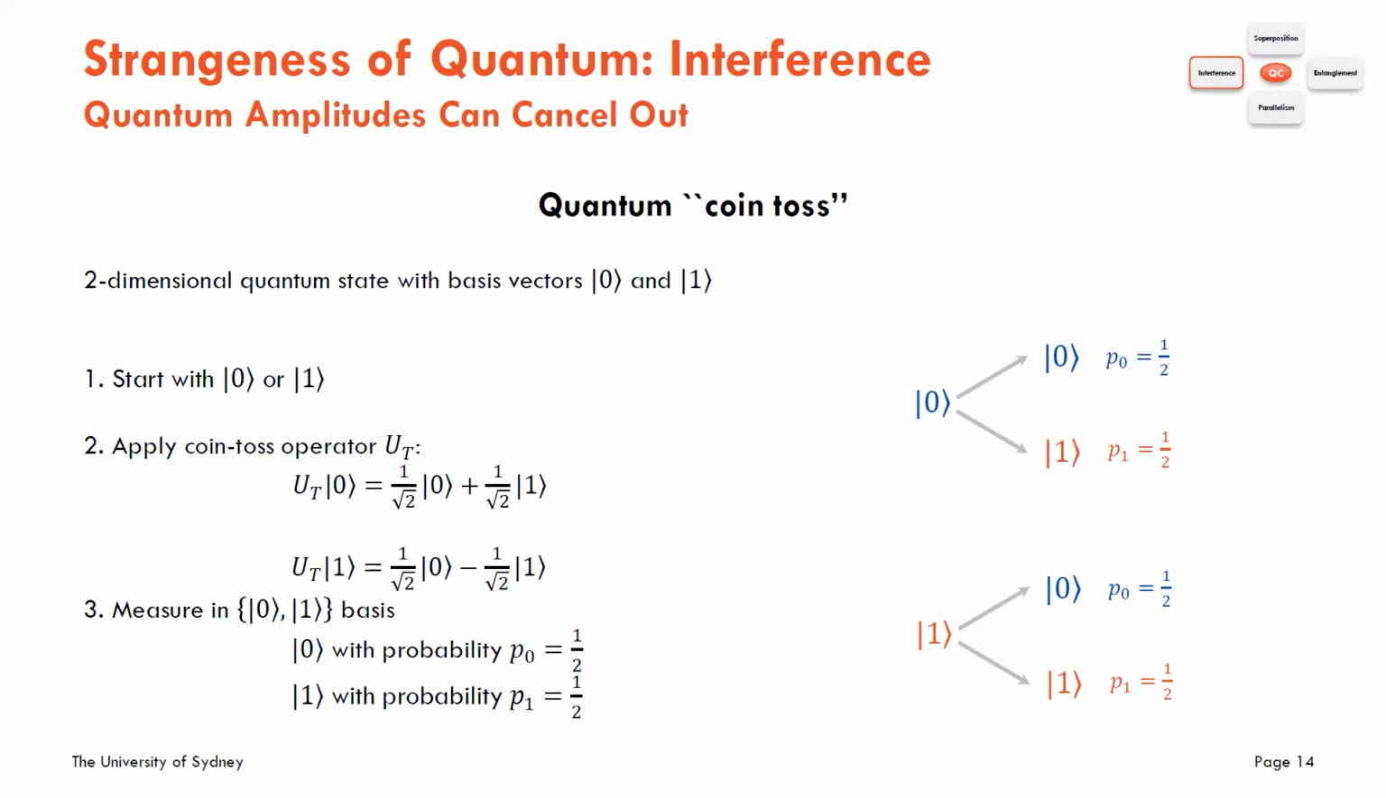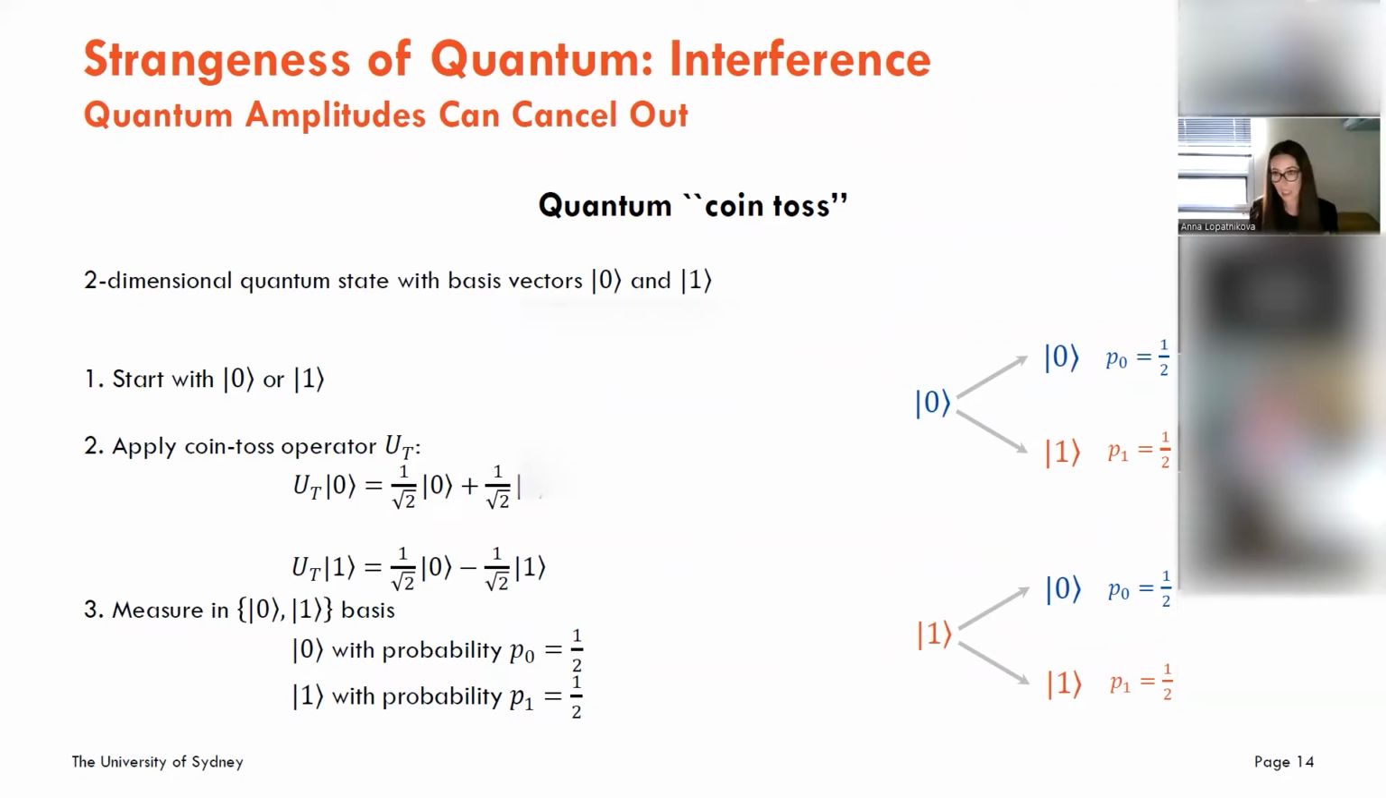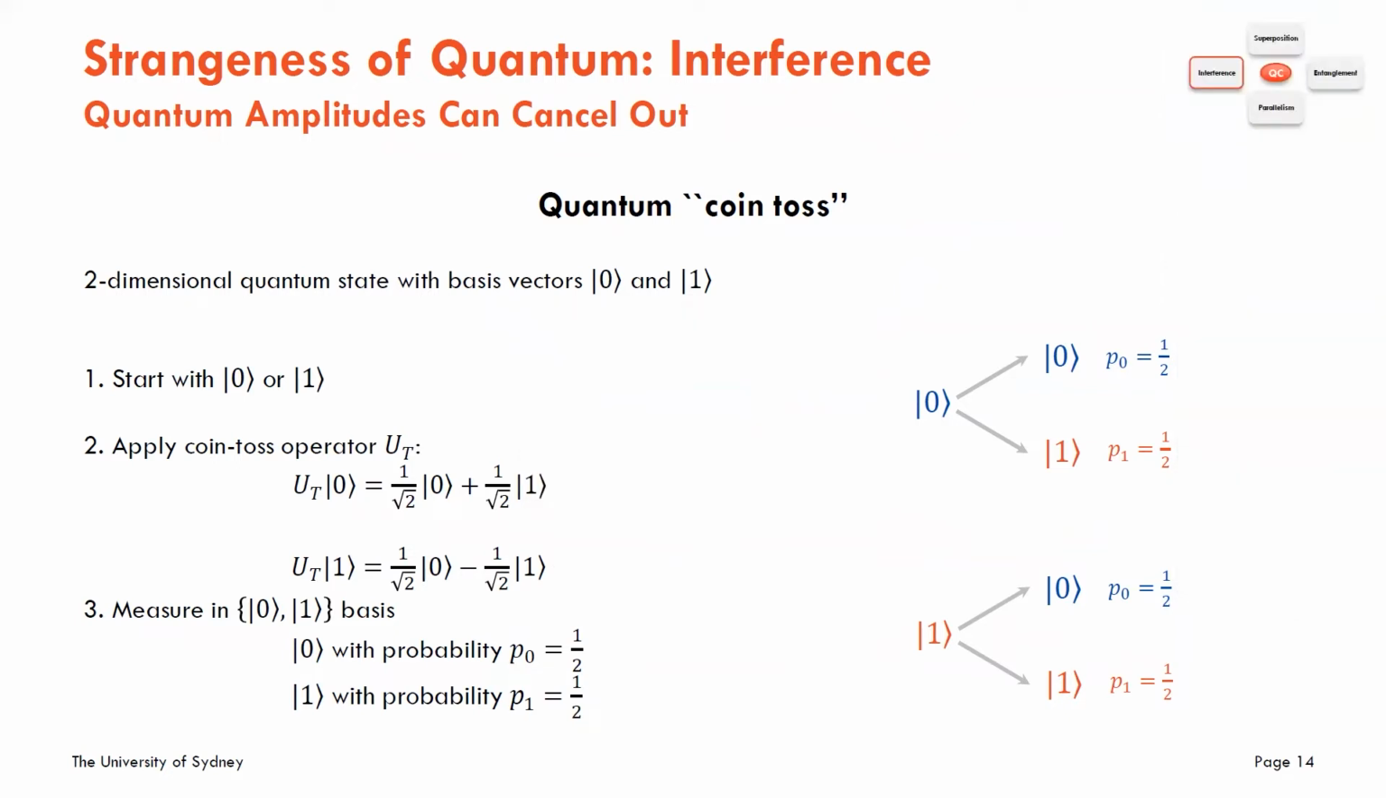That's the strangest property. It's the property that quantum amplitudes, unlike probabilities, can cancel out because these quantum amplitudes can be negative or complex numbers. To understand how that works, we'll consider a quantum coin toss, which is the quantum equivalent of a classical coin toss. In a classical coin toss, we take a coin that starts in heads or tails. We flip it. If it's a fair coin, with probability 1/2 it lands either on heads or on tails.